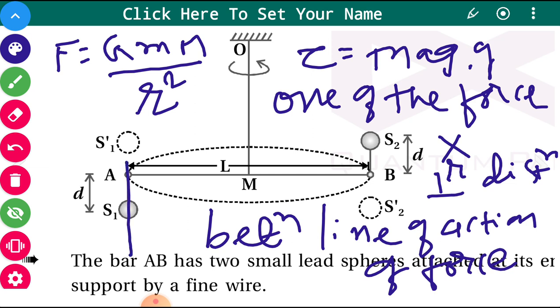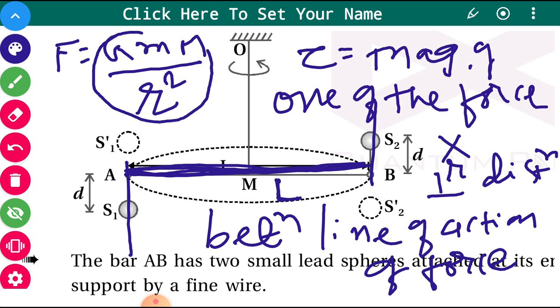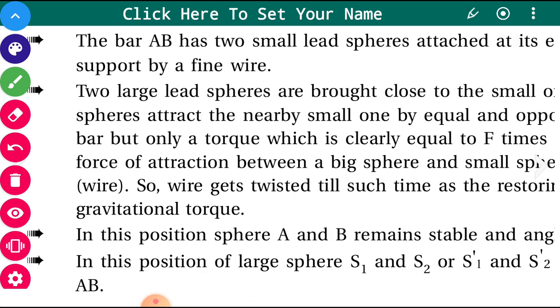Now one force is in this direction, the other force is in this direction. So the perpendicular distance between these two forces is nothing but the length of the rod. Say the length of the rod is capital L. So we just have to multiply this force, G small m into capital M upon r square, by the length of the rod, and that will give you the couple or the magnitude of the torque acting on this rod, because of which it experiences this kind of rotation. So that is written here.